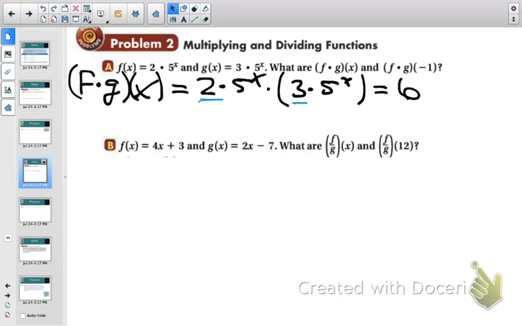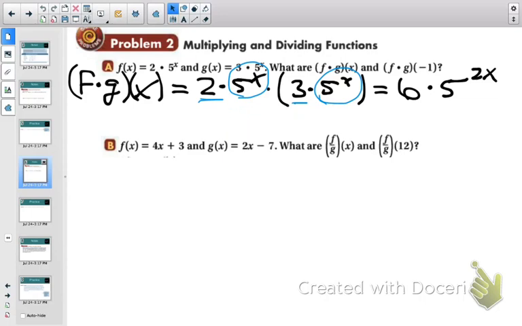And then you can combine your 5 to the x's because they have the same base. So this 5 to the x and this 5 to the x. When you're multiplying, you add the two exponents. So this is going to be the same as 5 to the x plus x. And 5 to the x plus x is just 5 to the 2x. So 6 times 5 to the 2x. Okay, and that's it. That's basically all you can do on that one.